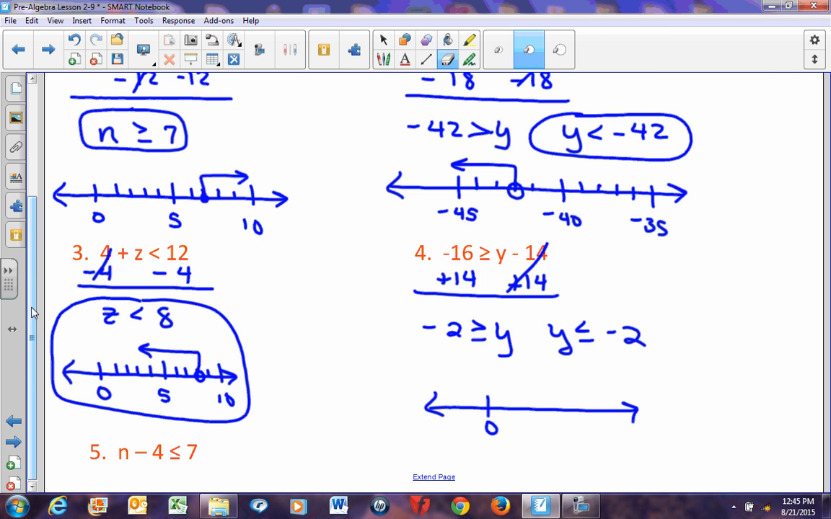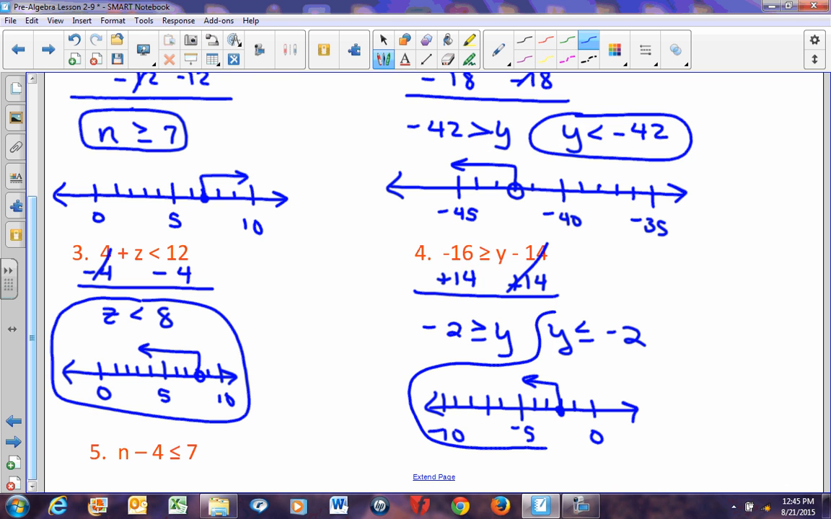So then we will graph this. Oops, so I want to put 0. There's 0. Negative 5, and negative 10. y is less than or equal to negative 2. Closed circle at negative 2 with a line that goes to the left. So that's the answer for this one.